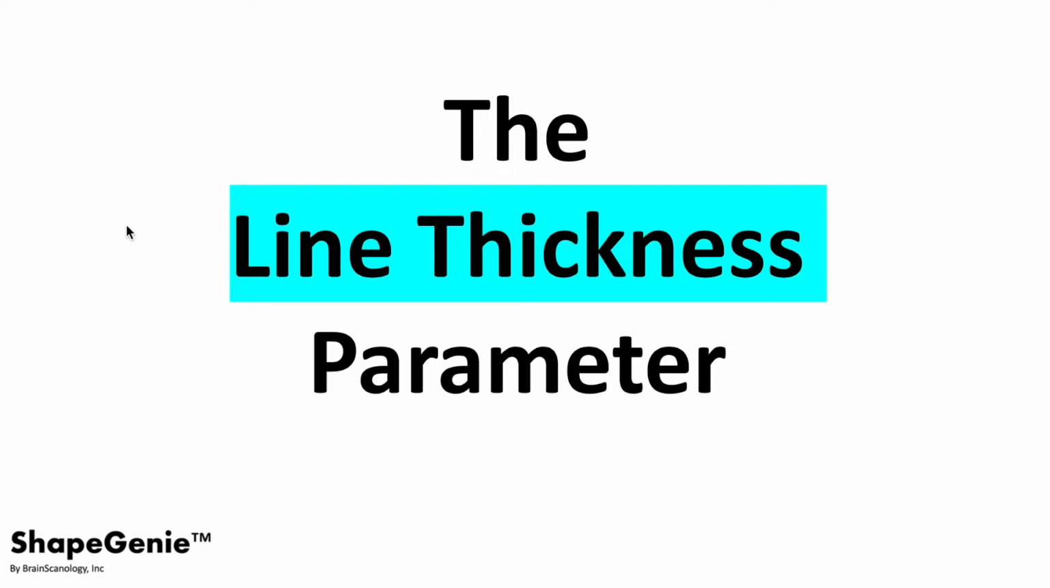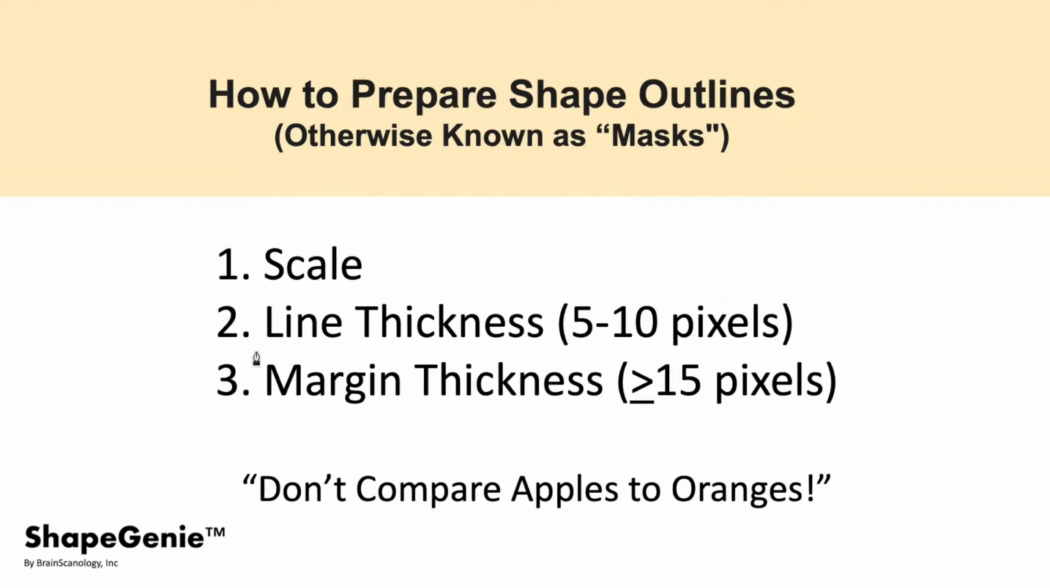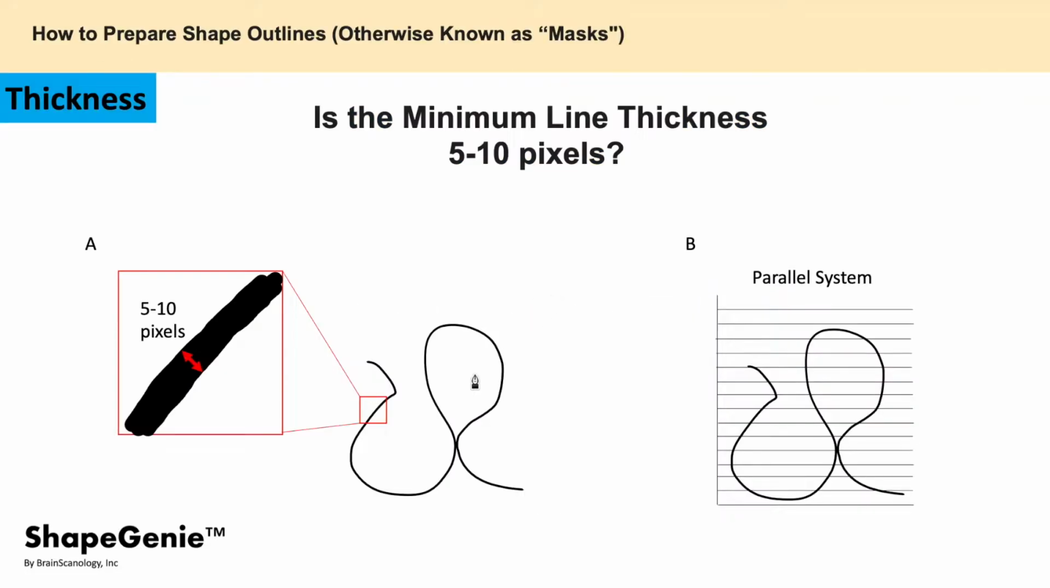This video is about the line thickness parameter, which is the second parameter to keep in mind when creating shape outlines for Shape Genie. Long story short, the thickness of your line should be 5 to 10 pixels thick. Let's explain why.